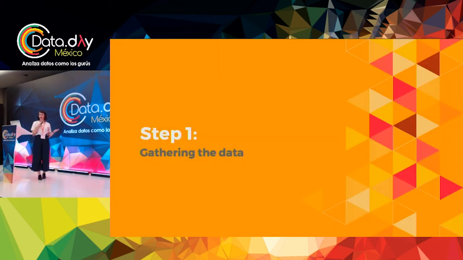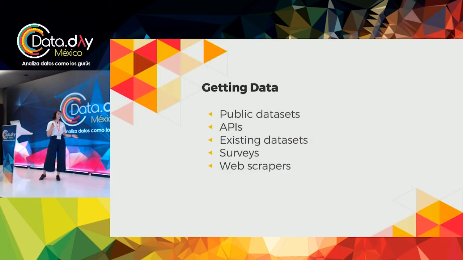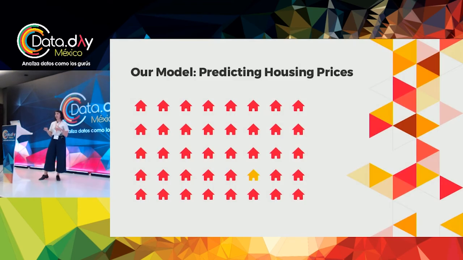So part one, gathering the data. There are many ways to gather data, many places to gather data. For the purposes of this exercise, the data that I gathered was built from a web scraper. I used import.io. You can also use these other libraries. Beautiful Soup and Scrapy are Python libraries that can be used. And the data was taken from Zillow.com. It's a website that lists properties and housing prices.